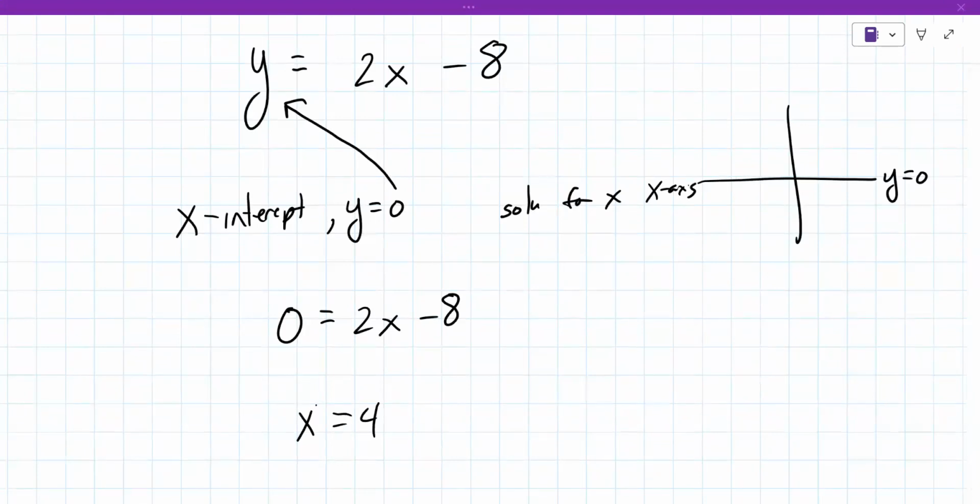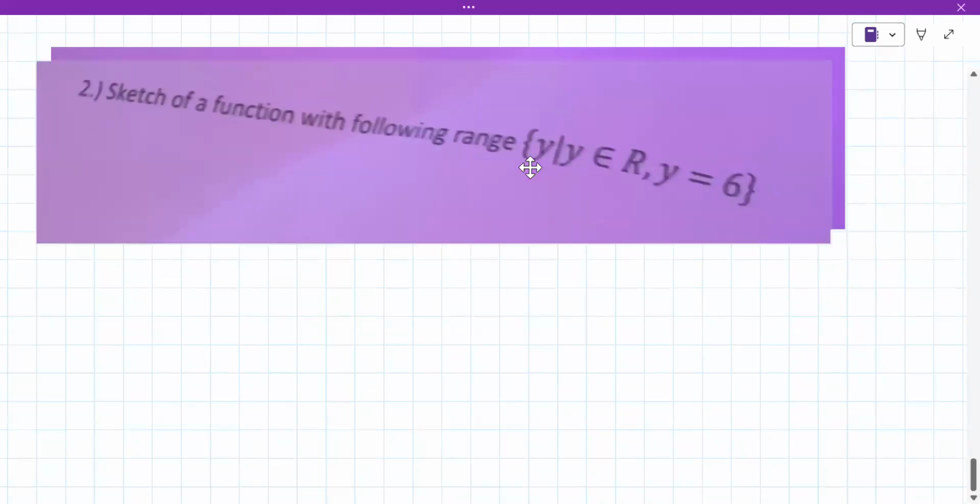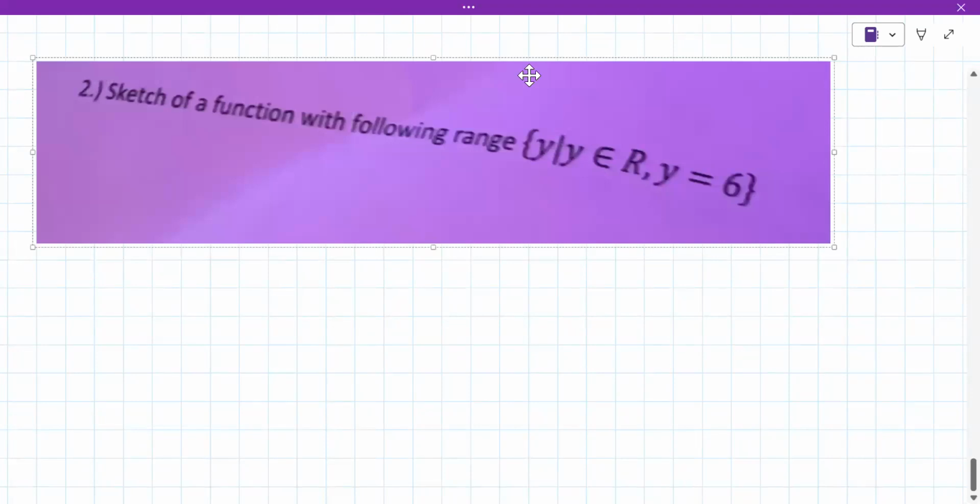All right. Number 2 is really a weird question, the way they're putting it, but I'm gonna try to explain it as best I can. Sketch a function with the range y equals 6. So what they're really saying is that y is always 6. Notice they don't tell you anything about x. There's nothing given about the domain. They just say y is always 6.